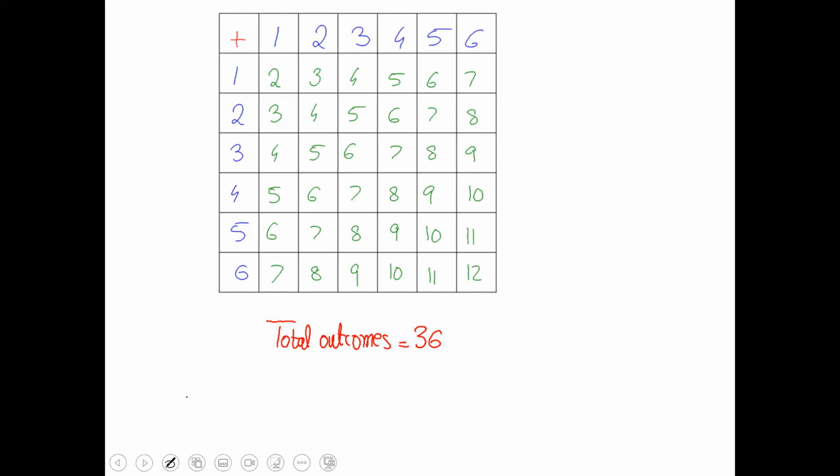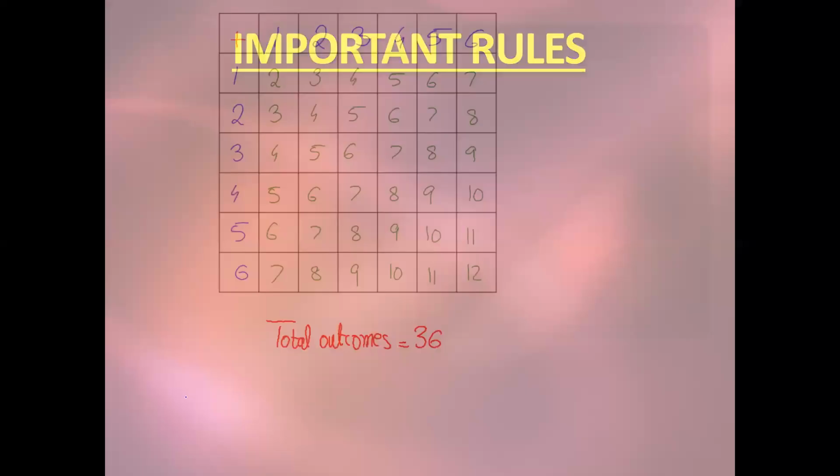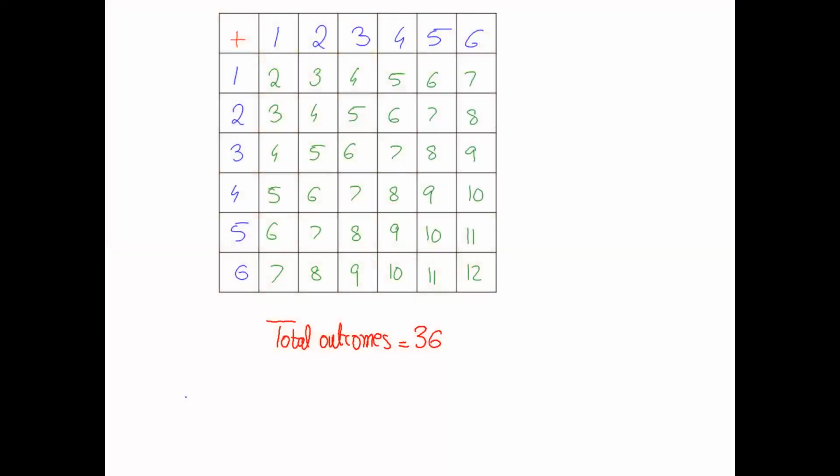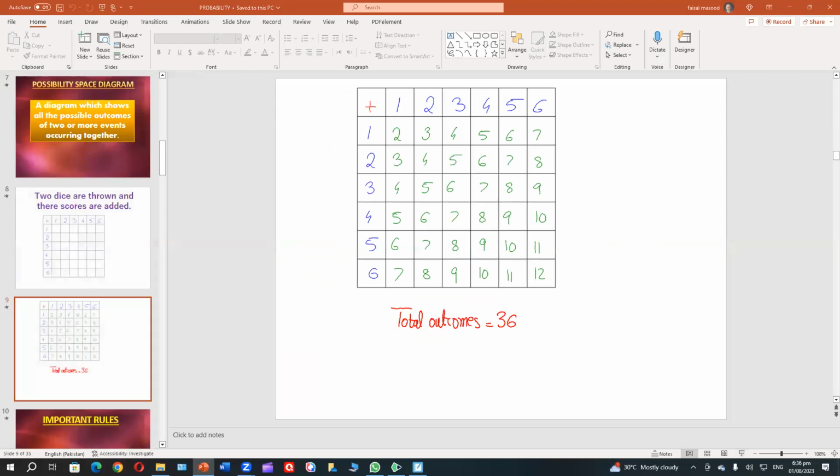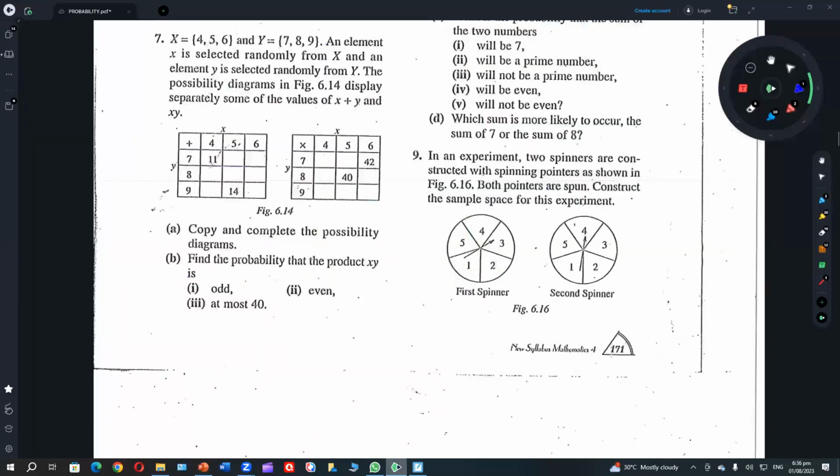Okay, done. This is called a possibility space diagram. So this is actually a combination of numbers. And if you now leave the notes register and go back to the handout and see question number 7 and part number 8, it would be better if you fill it on the screen.